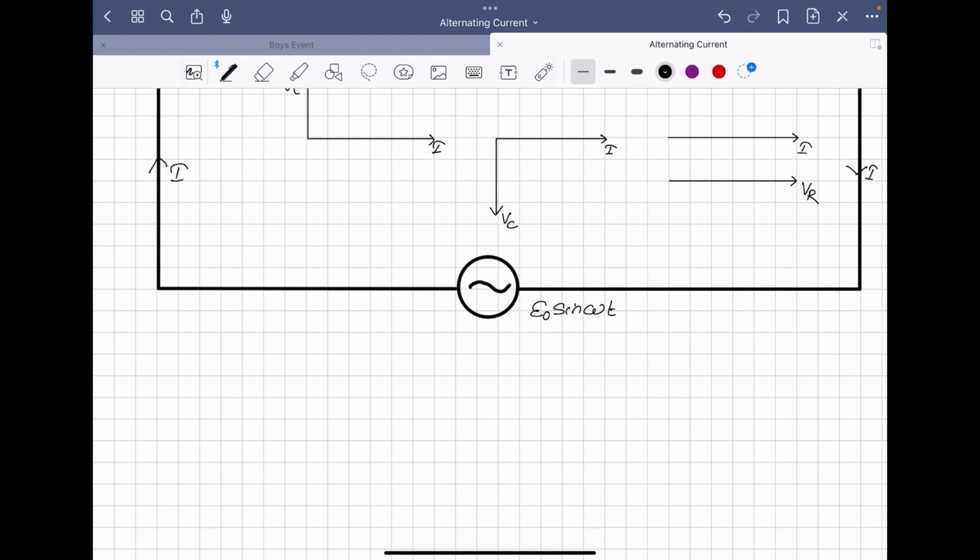First of all, we have to write the potential drop across resistor. The potential drop across resistor can be written as VR is equal to IR. So the maximum or peak potential drop can be written as V naught R equal to I naught R. Yes. So then the potential drop across capacitor.